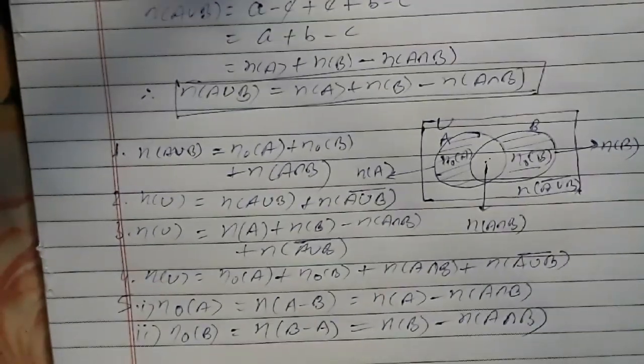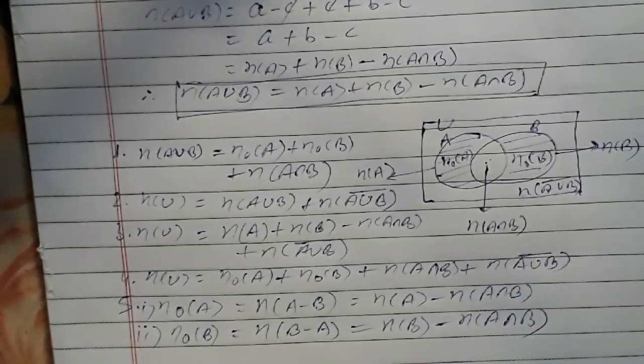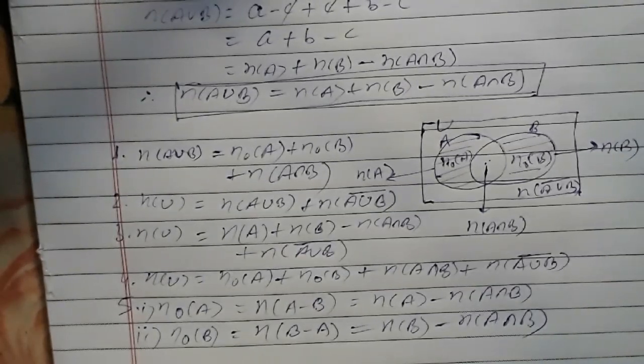And second thing: sometimes you are asked to find the number of students who like either A or B. At that time you have to find n of A union B. And if you are asked to find the number of students who like at least one of two games, at least one of two things, at that time also you have to find n of A union B. All right everybody, so I think you understood.